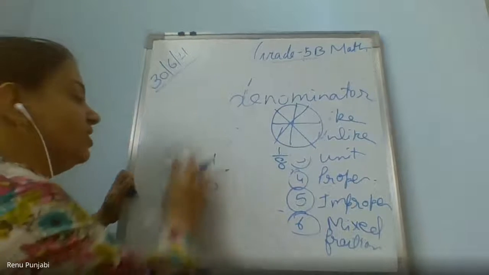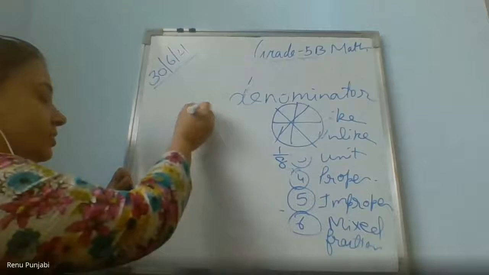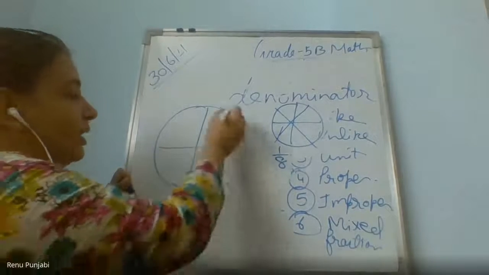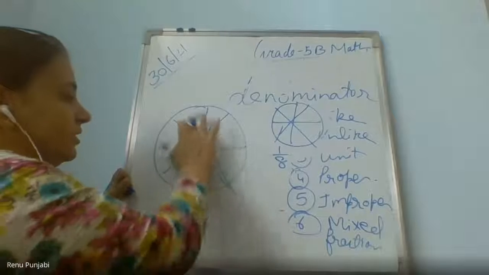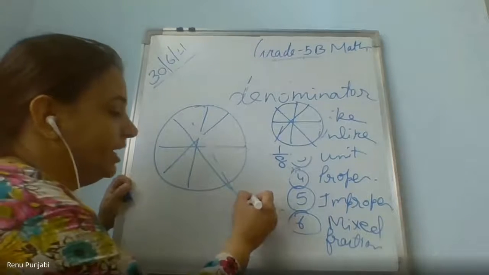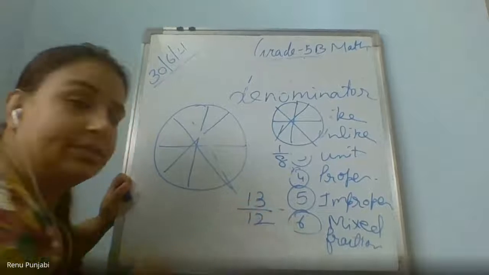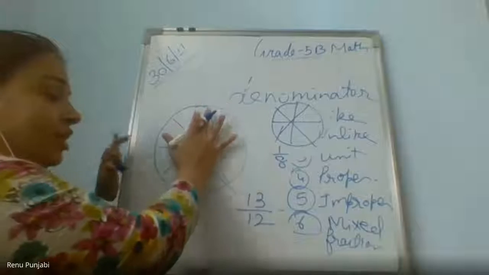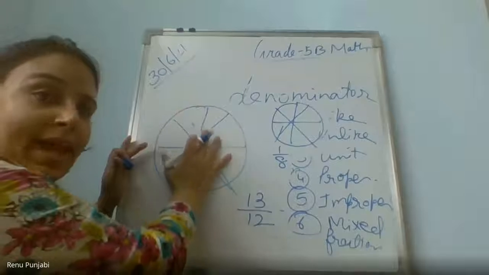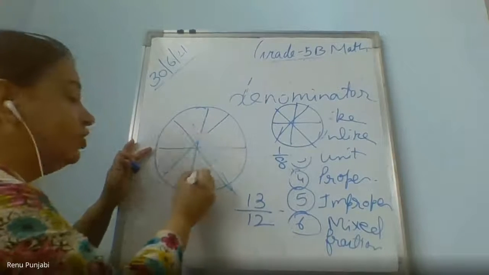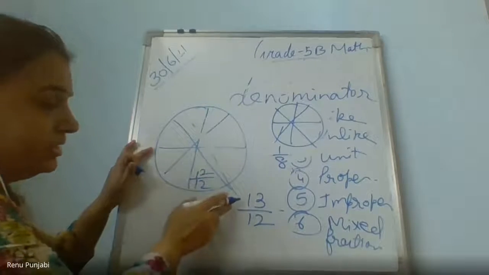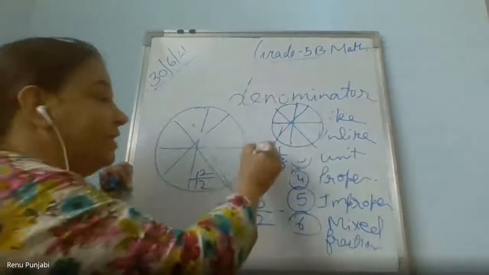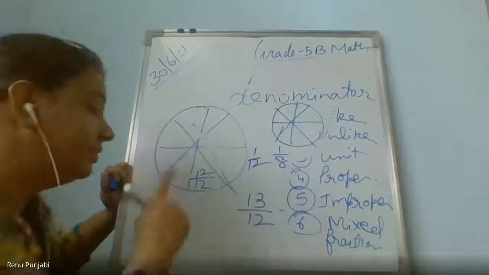Suppose there was one pizza. I have divided it into 12 equal parts. You can assume that it is 12 equal parts, but we are talking about 13/12 part. So how will you give 13/12 to anyone? One more part from the other pizza. Yes, this is the whole I have given because these are the 12 parts. And from one more pizza, I will give 1/12 more part. Then it will become 13/12.